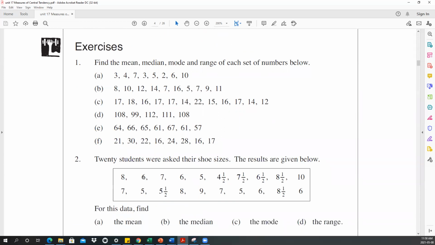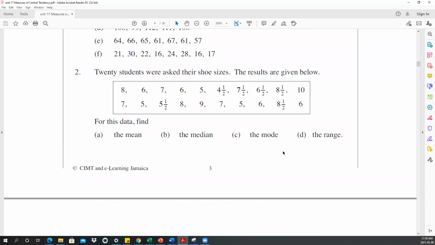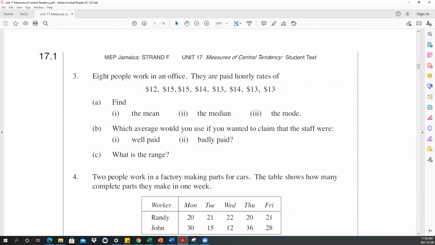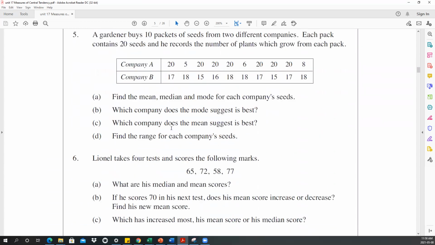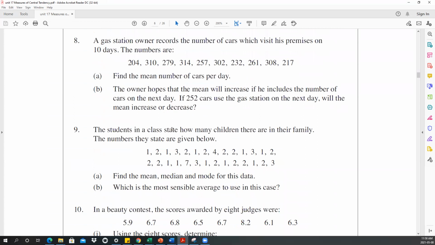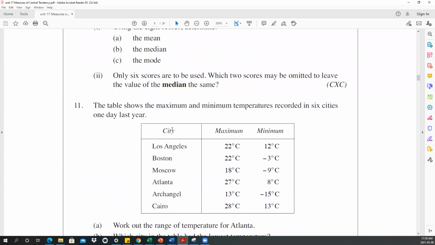This one now, 20 students are asked their shoe sizes, the results are given, and then they just keep asking you to find the mean, median, mode, and range. So there's nothing over the top here. It's just to make sure you understand.